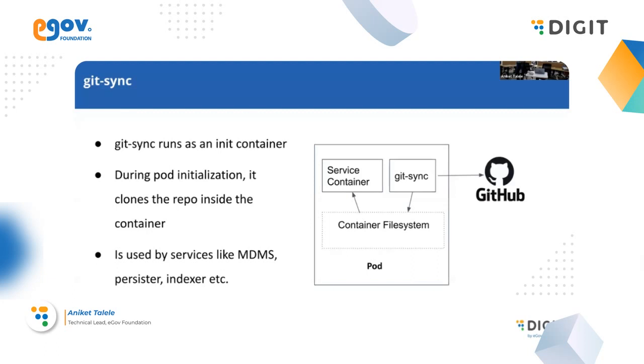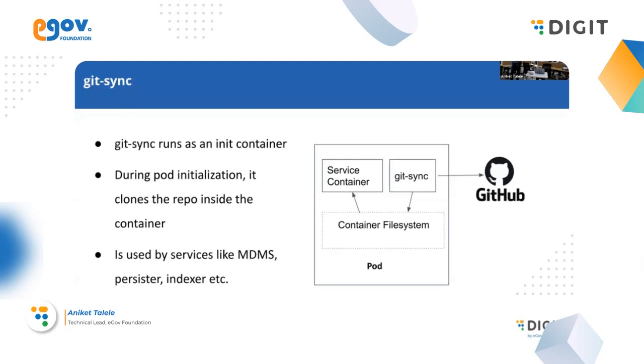What this init container does is, when the pod starts, this gitsync container will call GitHub. Basically it will take the GitHub URL as the argument. You will define it in your values.yaml. So when the pod starts, the gitsync container will clone that particular repo completely in your container's file system.